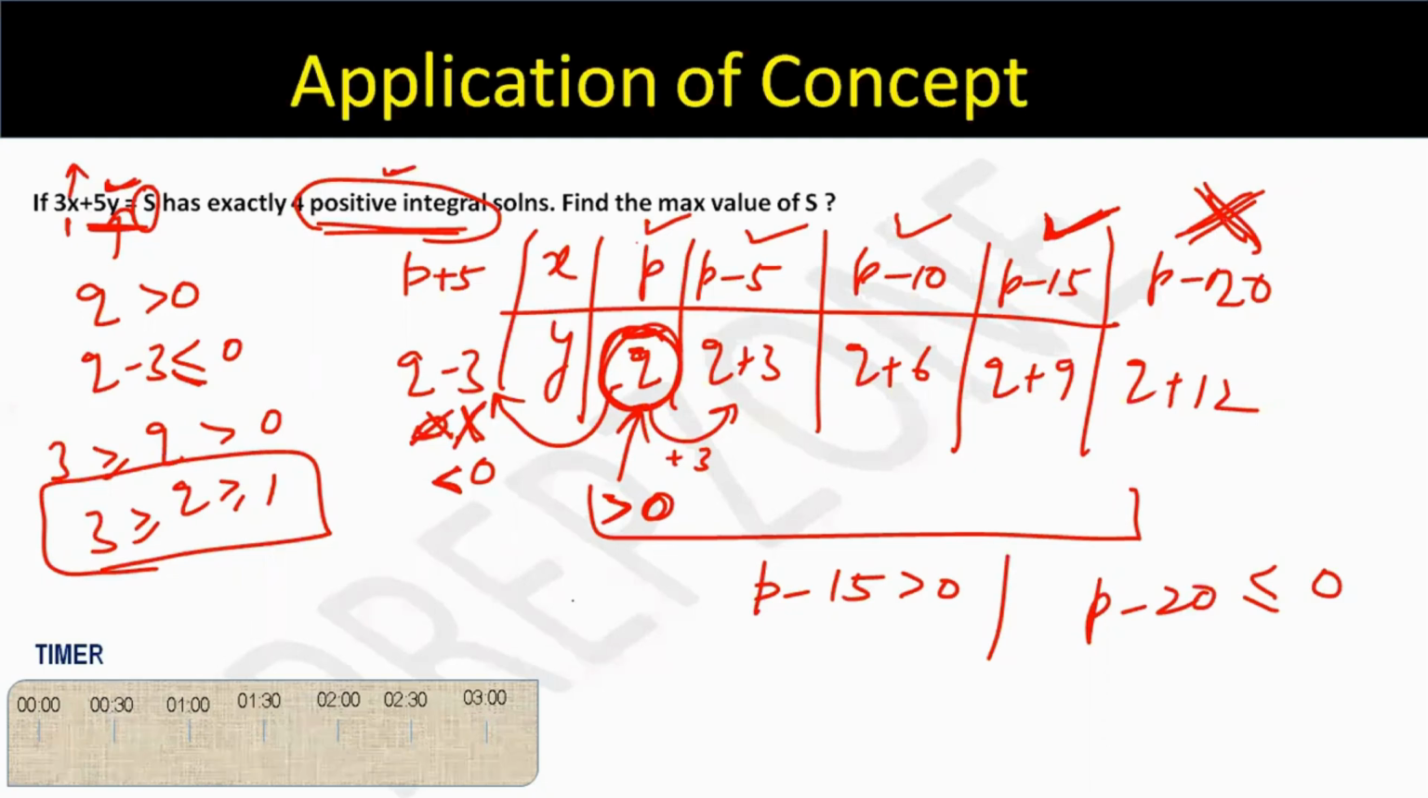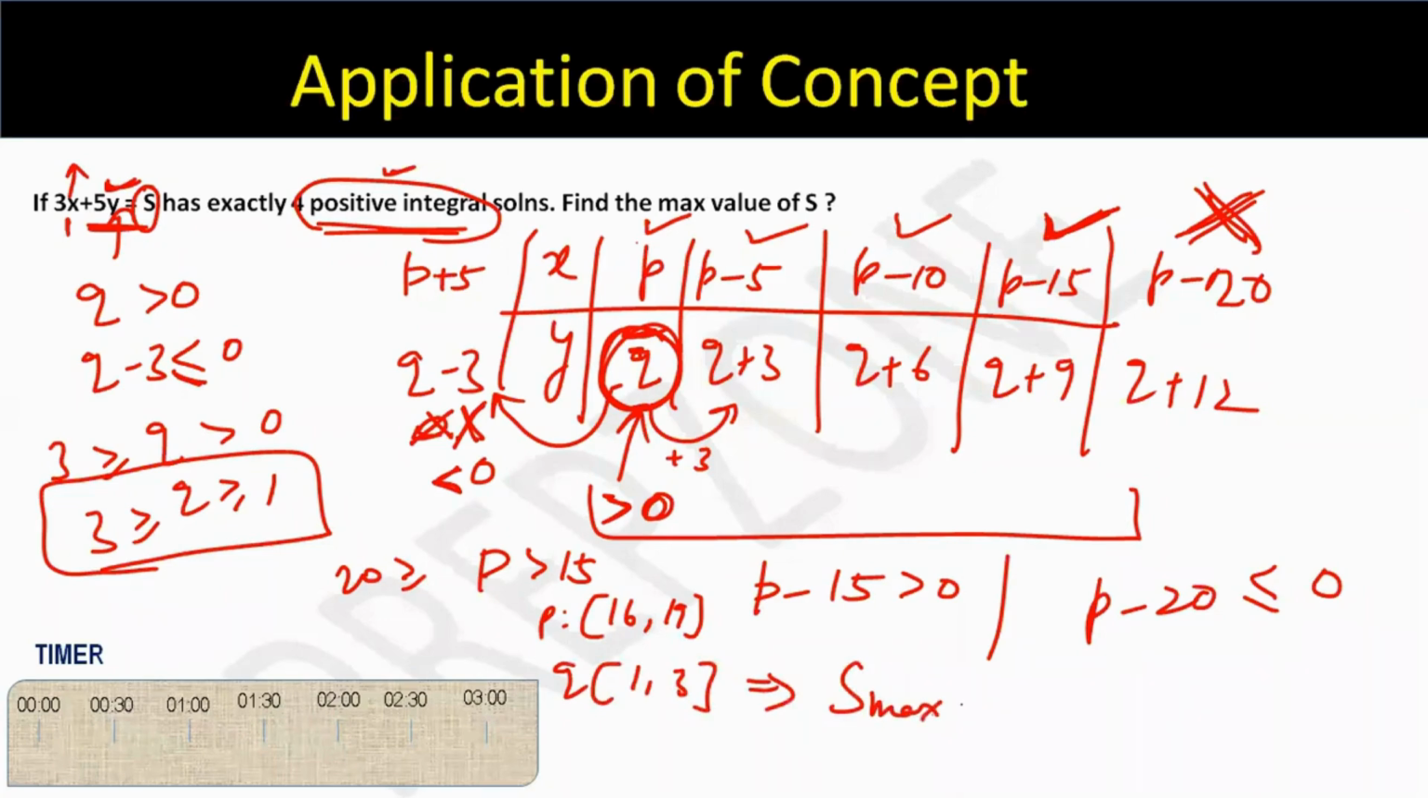Right? So alternatively, what I'm saying is p has to be greater than 15 and p has to be less than or equal to 20. Or what I can say is that the value of p must be between 16 to 19. This must be the range of p, and the range of q should be 1, 3. And because I have to find the maximum value of s, it will be 3 into p, because 3 into x, and what is the maximum value of x? It is p, right?